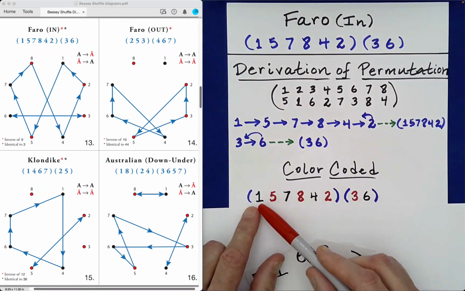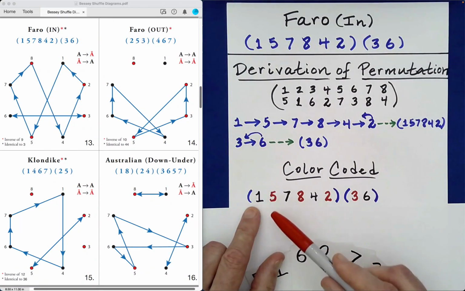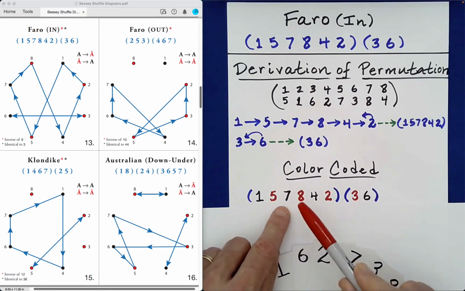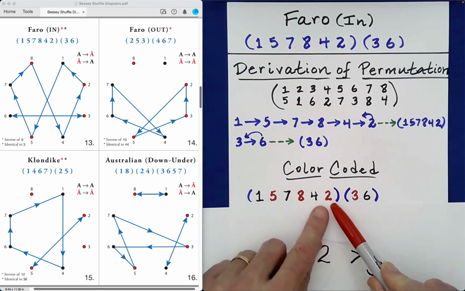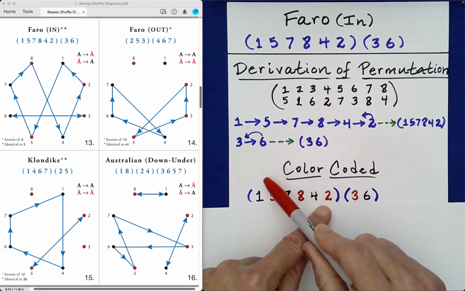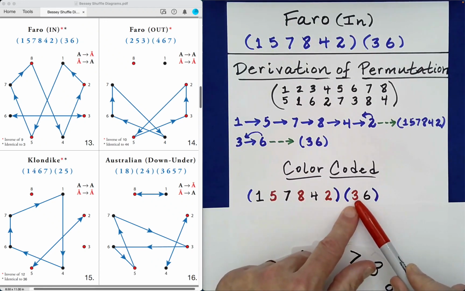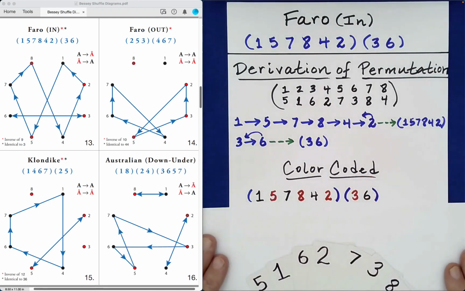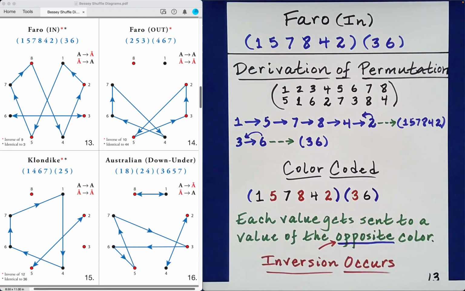Now remember, 1, 4, 6, 7 are color coded black, and 2, 3, 5, 8 are color coded red. So we get black 1 gets sent to red 5 gets sent to black 7 gets sent to red 8 gets sent to black 4 gets sent to red 2, and then red 2 gets sent over here to black 1. In a similar fashion for the transposition, red 3 gets sent to black 6, which gets sent back to red 3. So we can see here that each value gets sent to a value of the opposite color. And when that happens, inversion has indeed occurred.